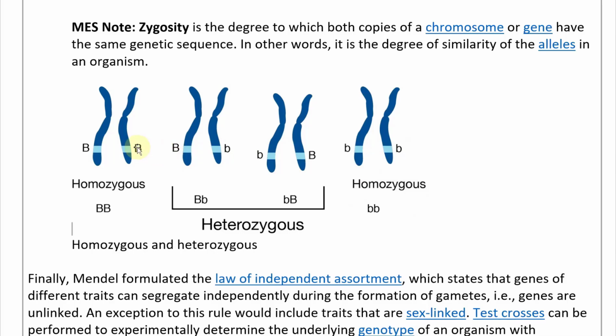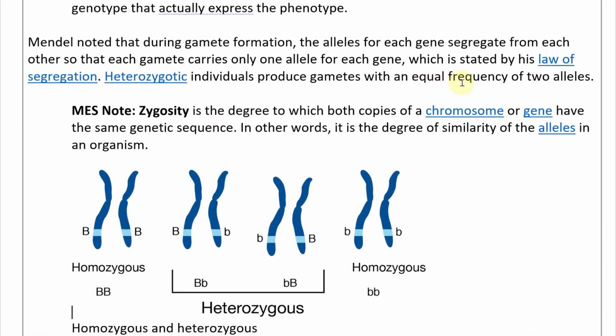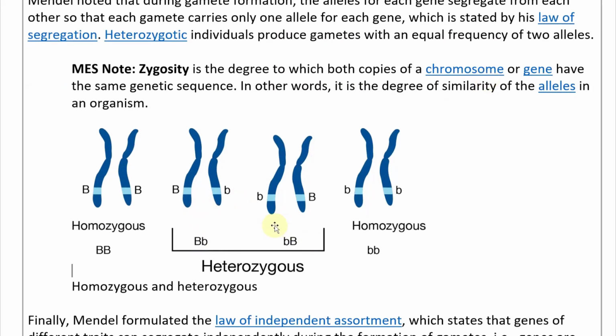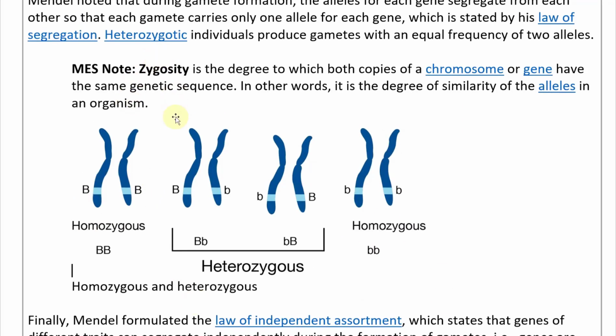But then if they're different, so now if this is different, this is going to be capital B and this one over at this location is lowercase b and capital B. This is heterozygous. Heterozygotic individuals produce gametes with an equal frequency of two alleles. So there's two alleles, equal frequency. But this one here is just homozygous, just to illustrate. This illustrates zygosity. Very interesting.